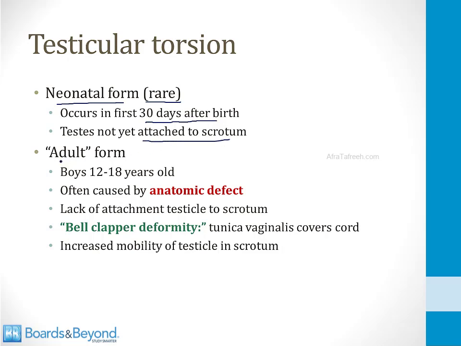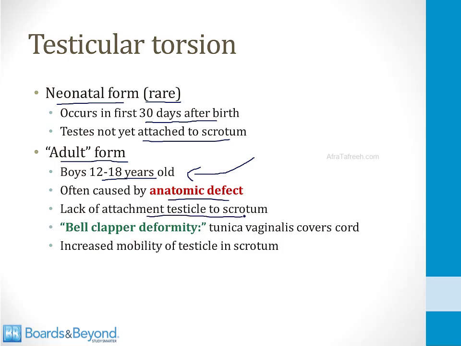The more common type is the adult form, which happens in boys 12 to 18 years of age. And the reason it happens in this age group is because these boys are going through puberty and their testes are growing in size, and that sets them up, if they have the right anatomy, to develop torsion. These boys who develop this problem usually have an anatomic defect where the testicle is not attached to the scrotum.